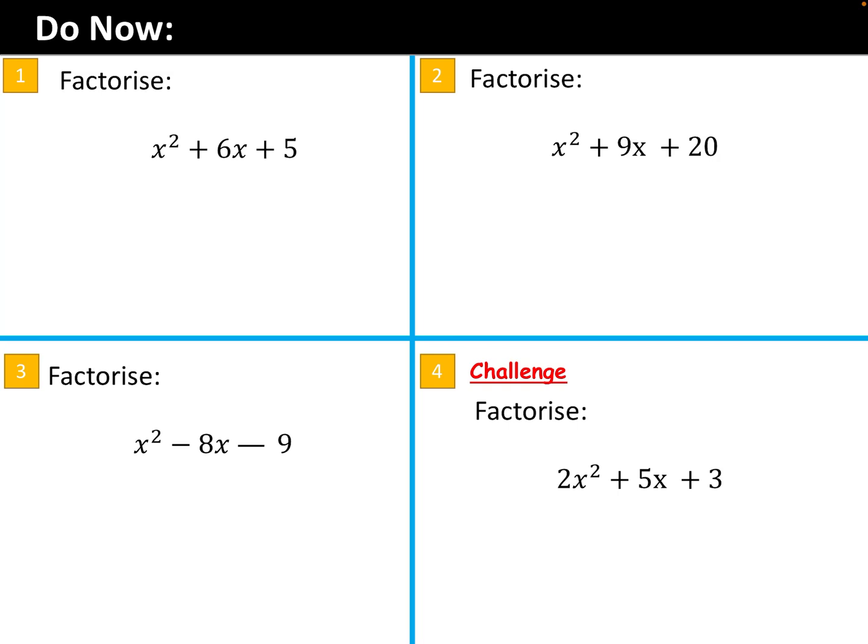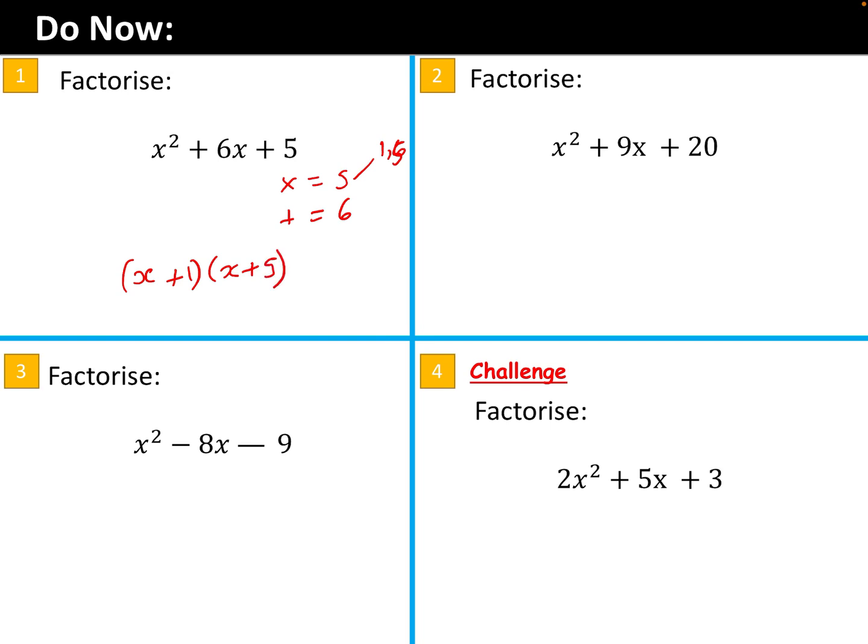So for question 1, I want two numbers that multiply to give me 5 and add to give me 6. The only two numbers that multiply to give me 5 are 1 and 5, and luckily those add up to give me 6. That's going to give me x plus 1, x plus 5.